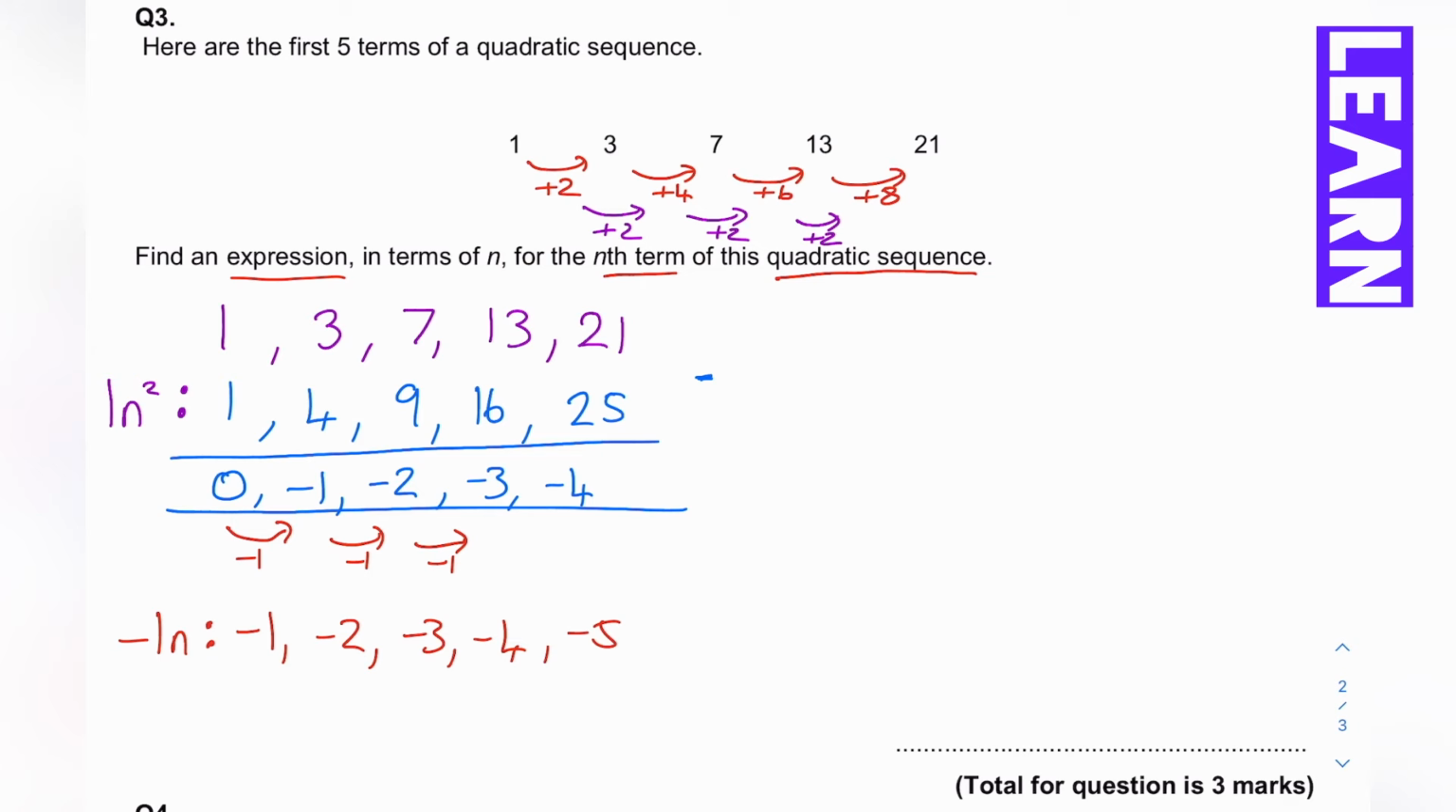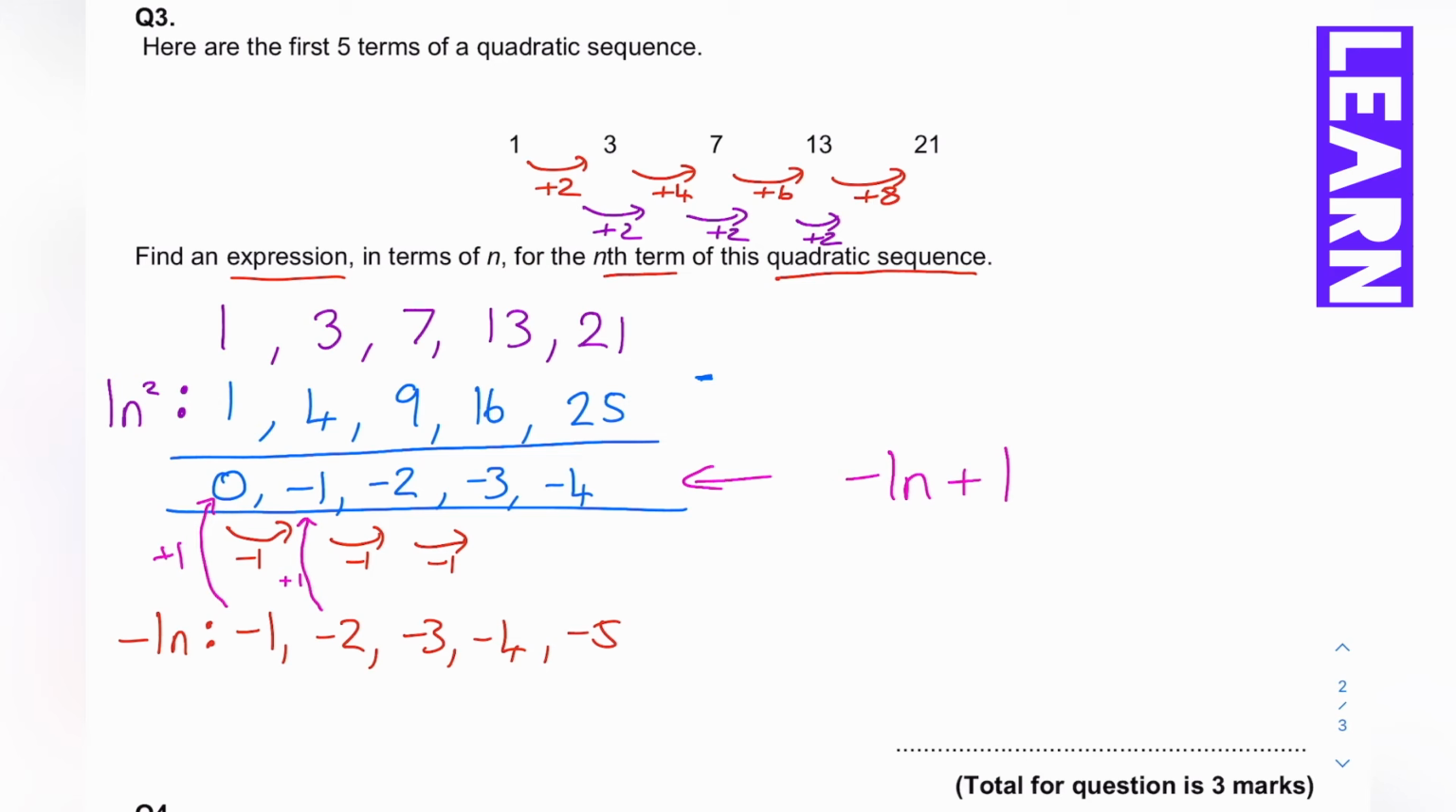Our final step now is to see how we need to match on our negative 1n sequence onto our original sequence. So how we go from negative 1 to 0. Well, we add 1. Now we can compare our second term. We've gone from negative 2 to negative 1. So we need to add 1 to that as well. We can check with our third term. Negative 3 plus 1 gives us negative 2. So therefore, the nth term of our sequence here would be negative 1n add 1.